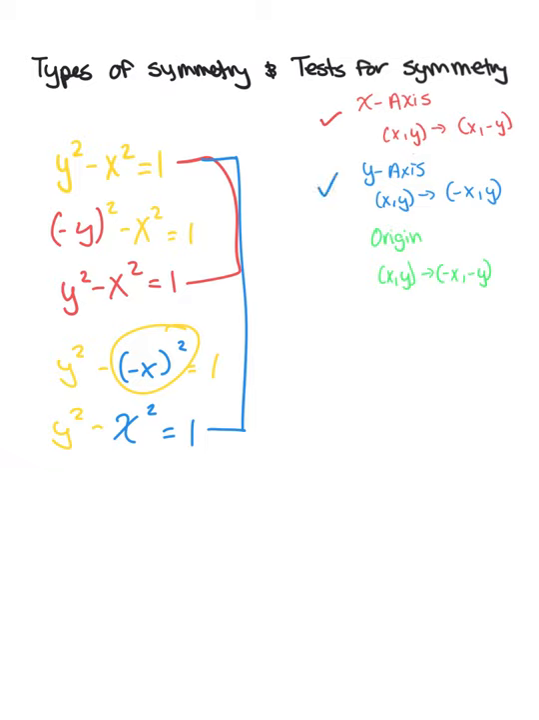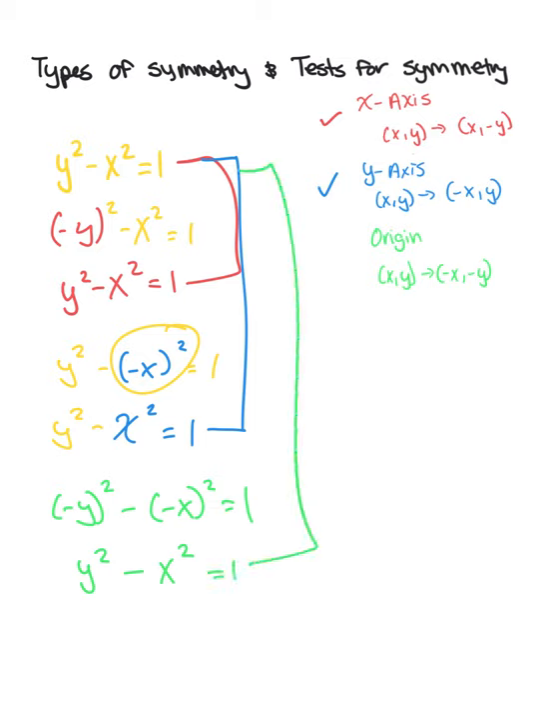Now let's check the origin. If something is symmetric with respect to the origin, I have to negate everything. So negative y squared becomes positive y squared minus negative x squared becomes positive x squared is equal to 1. Is this what I started with? Yes, it is. So it is also symmetric with respect to the origin. So this particular equation is actually symmetric with respect to all three of them. It's symmetric with respect to the x-axis, the y-axis, and the origin.